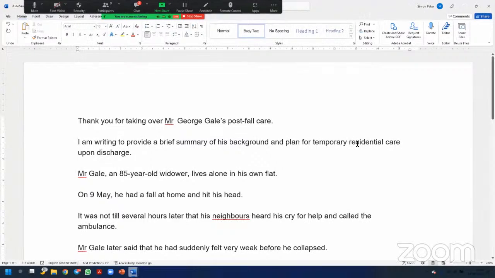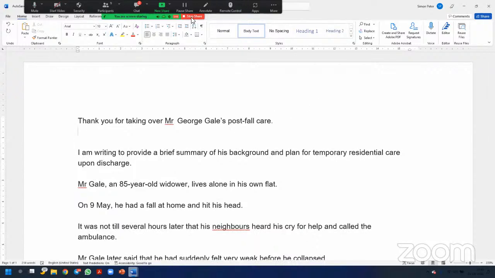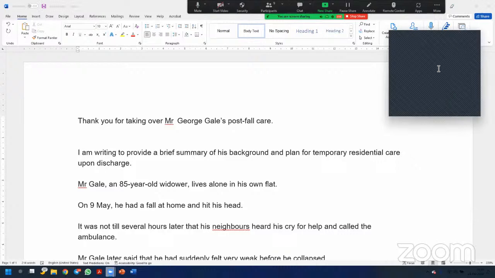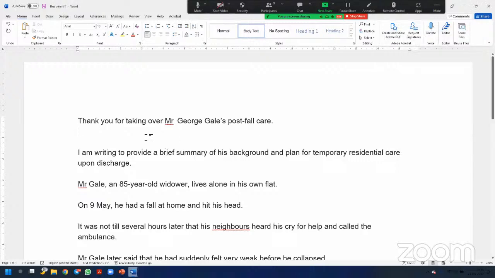Thank you for taking over Mr. George Gale's post fall care. So you can change it into what style? So let us see here. Come on, how can you change it into passive voice? How can you change this particular sentence into passive voice?